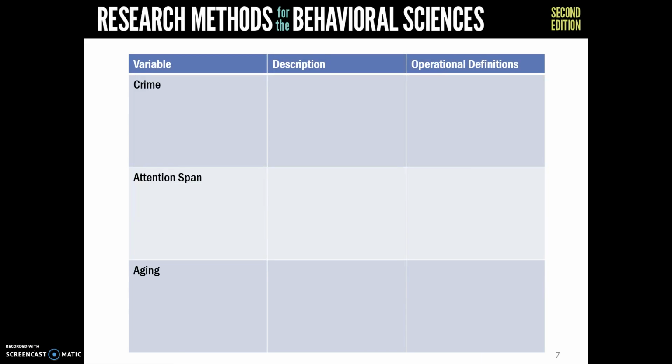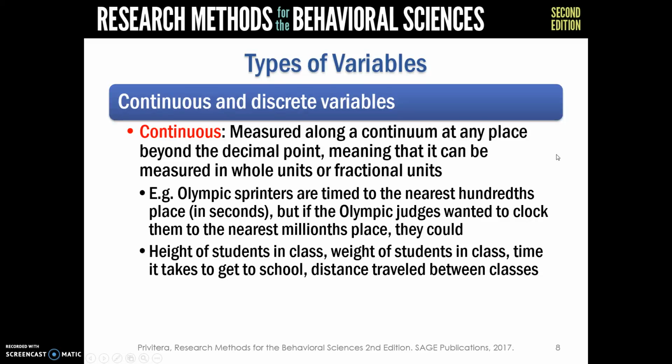And you could practice this here by doing your own little description and operational definition for these things: crime, attention span, and aging. Okay. There's these things you might want to know because you're going to be seeing them on your midterm.